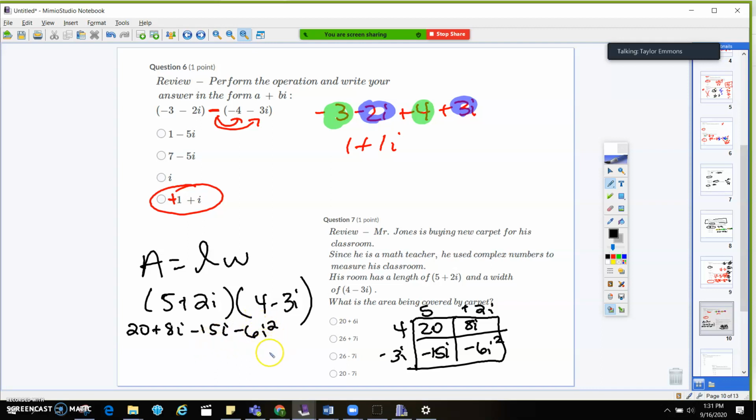And I'm going to substitute in a negative 1 in for that i squared. After I combine my like terms, I'm going to have 20 minus 7i minus 6 times negative 1. So this will become a positive 6 because negative times negative gives us positive. So 20 plus 6 is going to give us 26 minus 7i.